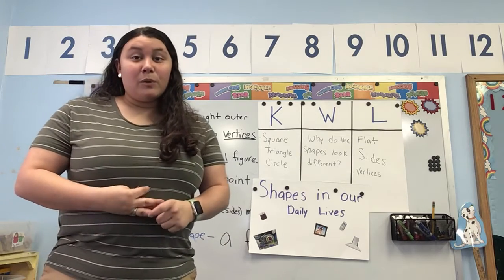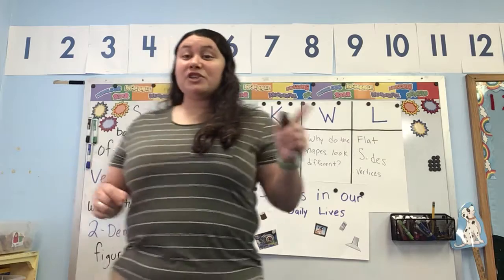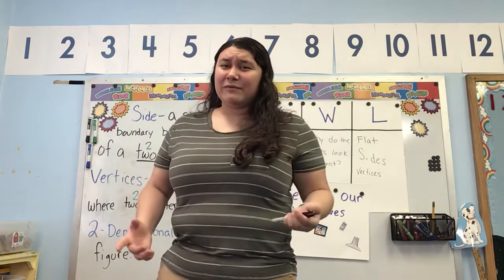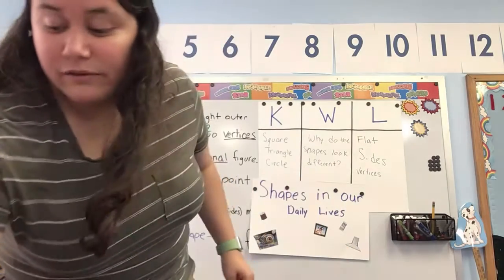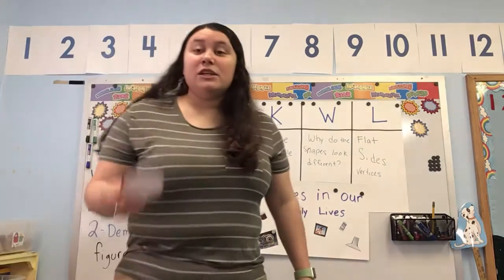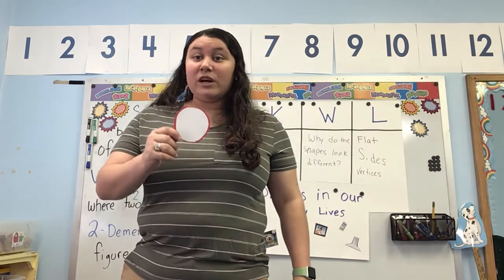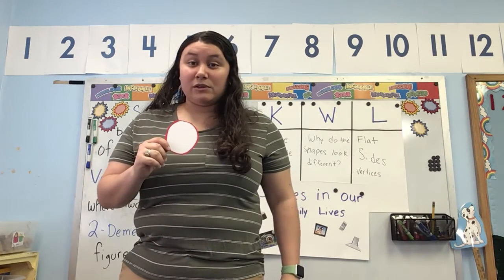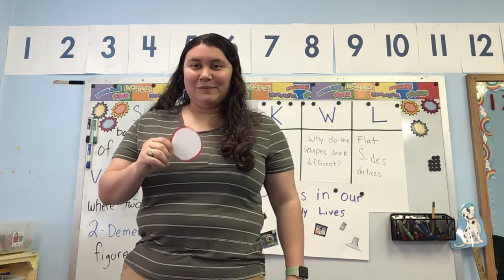Now tomorrow, we're going to be talking about a specific shape. Now Melody had this shape in her hand, and it was kind of confusing because all the other shapes had sides and all the other shapes had vertices, but this shape didn't. So tomorrow, we're going to be talking about a circle. We're going to learn all that we need to know about a circle, and we're going to do activities with this circle. Thank you.